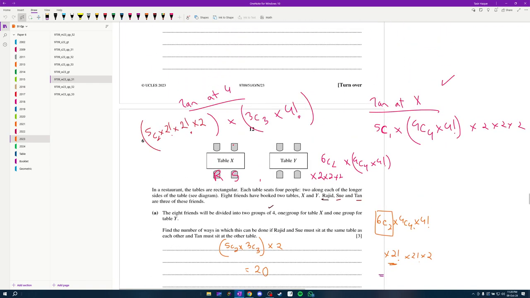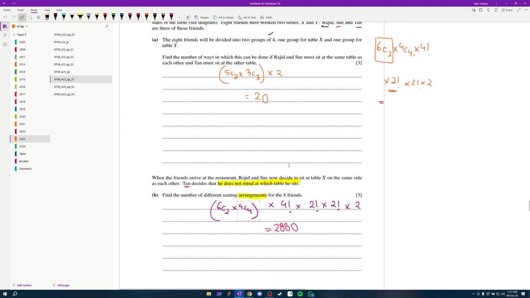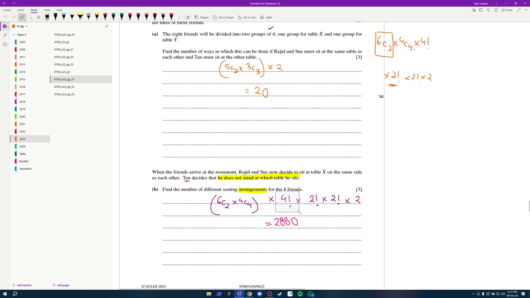Why do we have 4 factorial? This is the important part. Because of these guys over here. 4 factorial because these 4 guys can interchange their positions. Okay, the 4 people we sat at table y. Next, this 4 factorial is for the 4 that sat at table y.